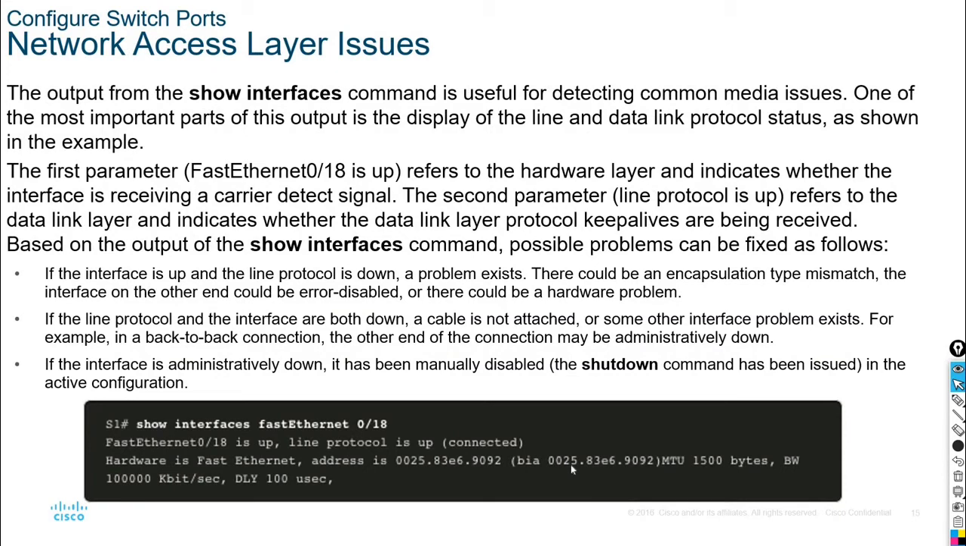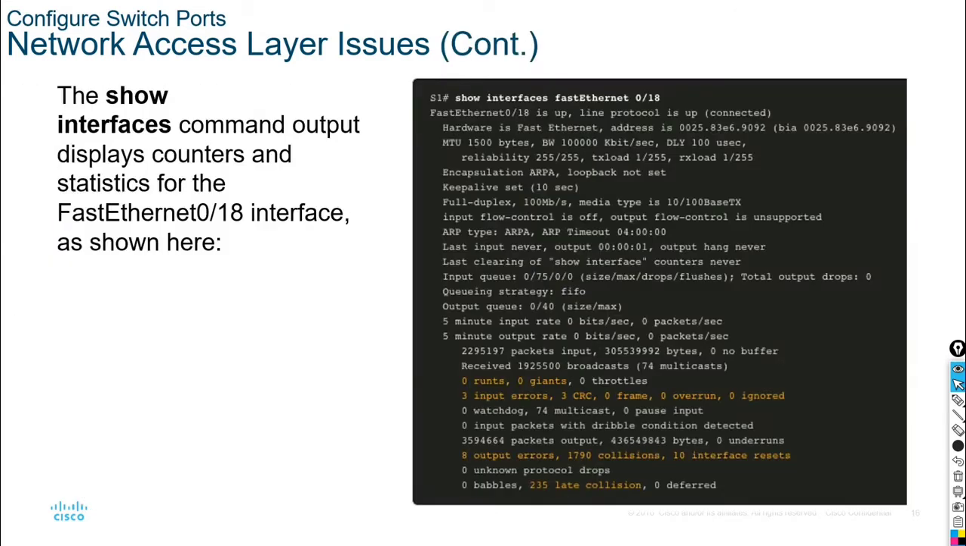When troubleshooting switch ports, the show interfaces command is useful for detecting common media issues and network access layer issues. The show interfaces command output displays the counters and statistics for the FastEthernet 0/18 interface.